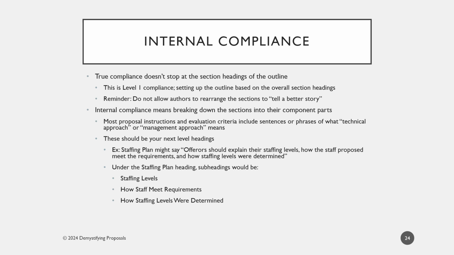And those should be your next level headings if they don't break them down for you in the Section L and M. So for example, the staffing plan might say, quote, "Offerors should explain their staffing levels, how the staff proposed meet the requirements, and how staffing levels were determined." So under your staffing plan heading, the subheadings would be staffing levels, how staff meet requirements, how staffing levels were determined, so that you are very clear in your headings and your subheadings how you are providing exactly the information that they're asking for.